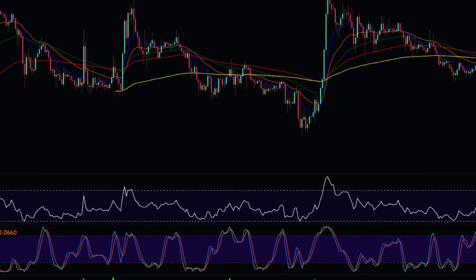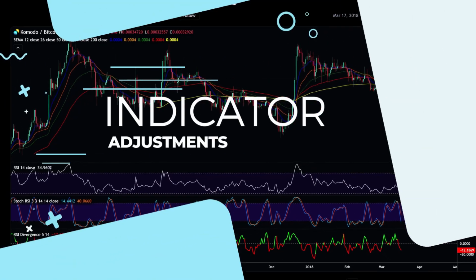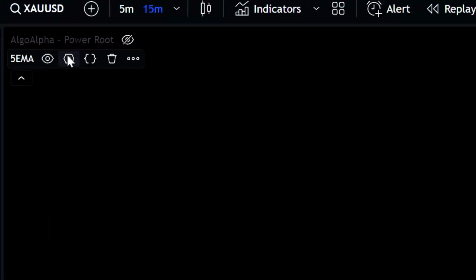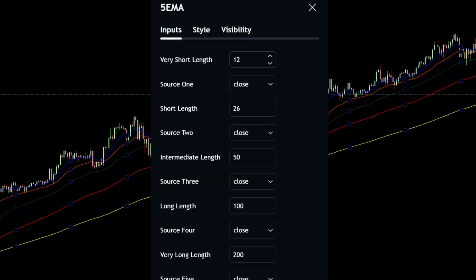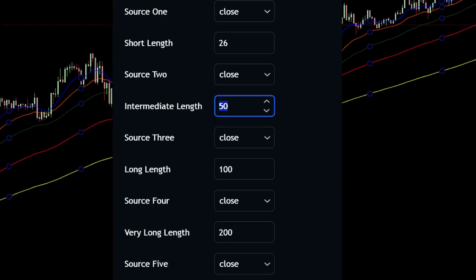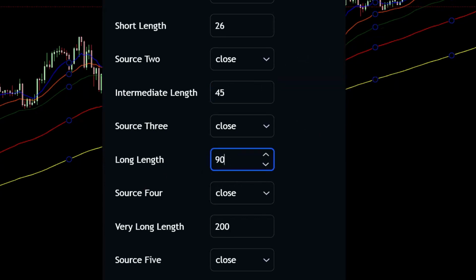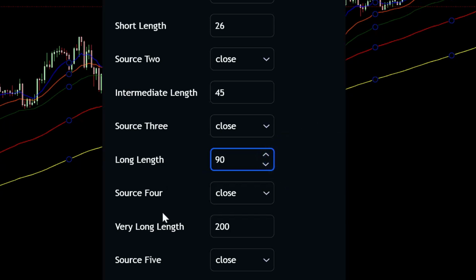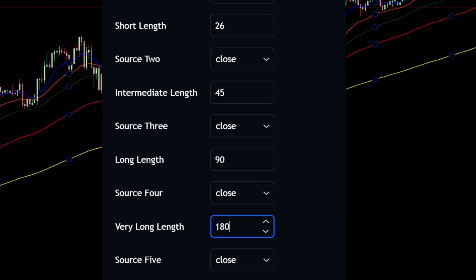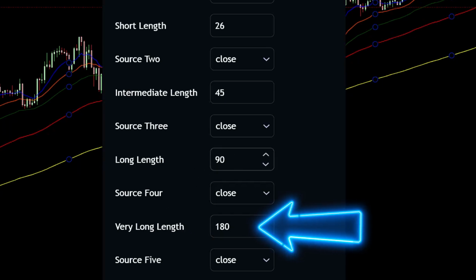But before we start using this single indicator 5 EMA, let's make a few adjustments to ensure it's optimized for our strategy. So head over to the settings and navigate to the input section. Here, change the intermediate length to 45, then the long length to 90, and then the very long length to 180. These changes will help the indicator adapt to different market conditions and provide more accurate signals.